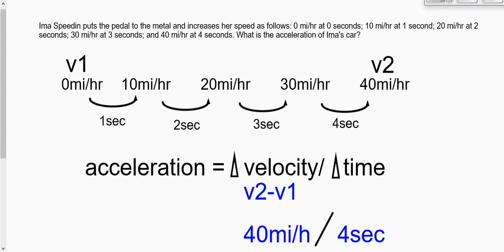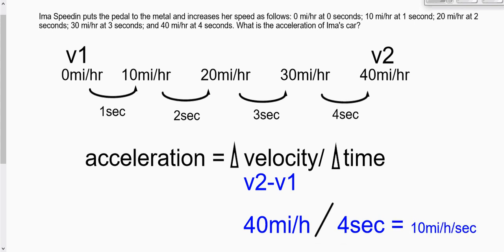We have 2 different kinds of time units, but for grade 10 that's going to be okay. I'm not going to have you go and change your hours into seconds and change this into a value of miles per second. Let's just keep it simple. 40 divided by 4 is 10. My acceleration then will be 10 miles per hour per second. That means that each second I'm going 10 miles an hour faster than I was the second before.